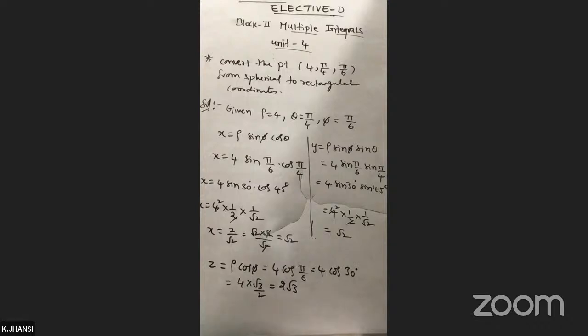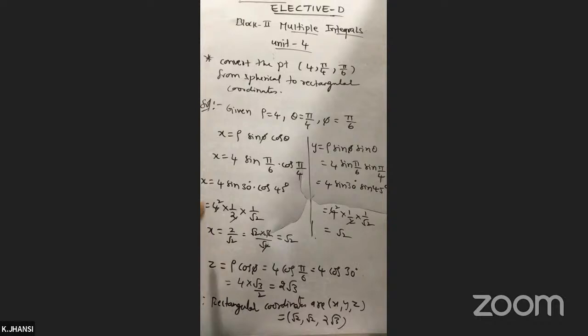So the rectangular coordinates are x, y, z, and the values are root 2, root 2, 2 root 3. These are the rectangular coordinates of the given spherical polar coordinates.